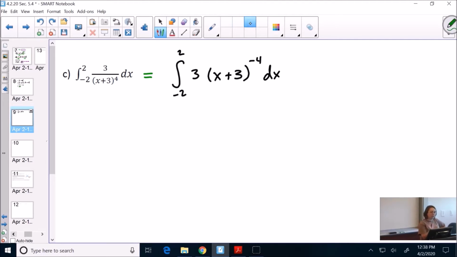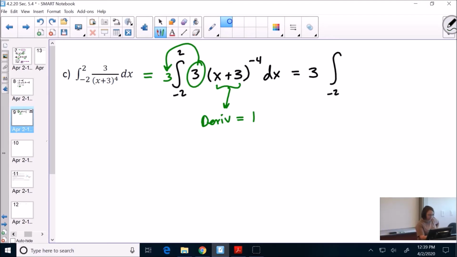Oh, this one is a simple one, because what's the derivative of the inside? The derivative of the inside is just a 1. But I actually have an extra 3. So let's take that 3 and put it outside. Alright, so now we have the 3 outside. Integrate from -2 to 2 of x plus 3 to the -4 dx. So, derivative is just 1. Well, that's it right here. So that's taken care of.